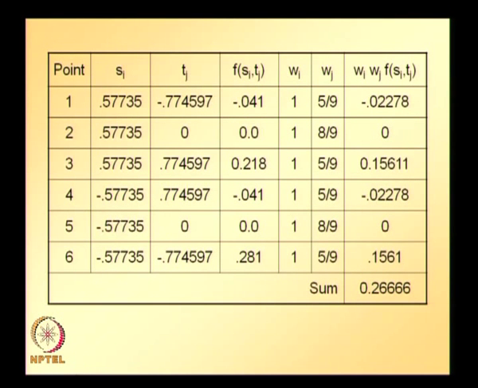and the seventh column shows the weight in the S direction times the weight in the T direction times the function value evaluated at that particular point. Summing up all the values in the seventh column, we get the approximate value of this integral. You can see here that the approximate value obtained using Gaussian quadrature matches very well with the exact solution for this particular problem.